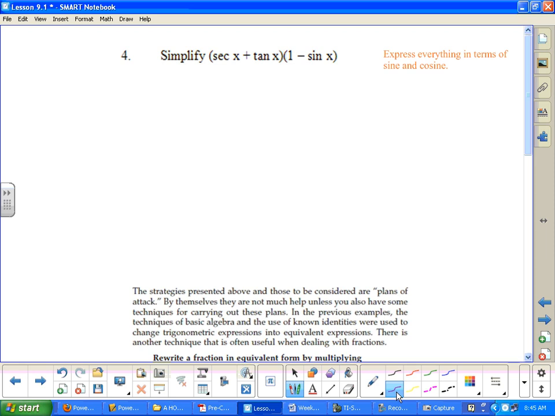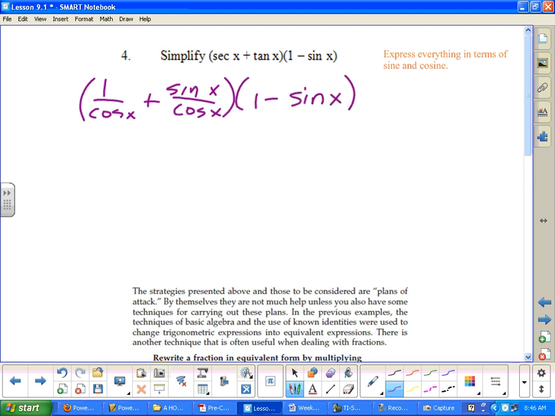So first I'm going to change everything to sine and cosine. So secant is equal to what? Okay, so we have 1 over cosine. And tangent is sine over cosine. And then we have 1 minus sine x. So here we're just trying to find an expression that is equal to that. Because we're not proving anything, we're just simplifying.